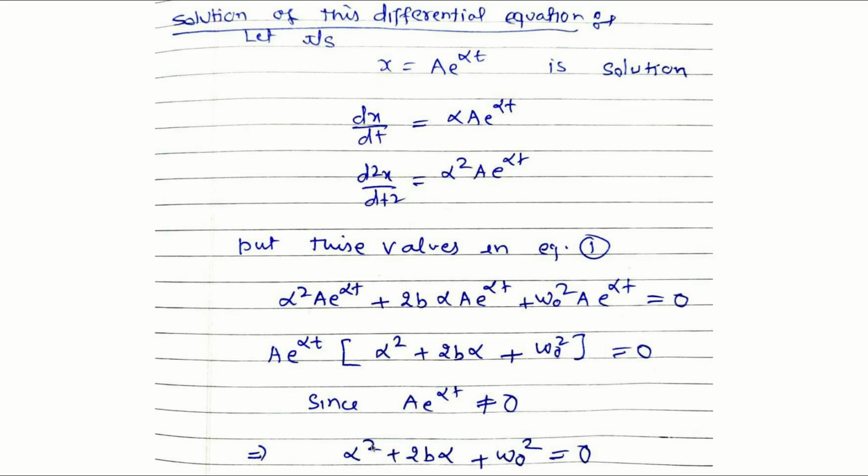This is a quadratic equation, and we can find the values of alpha. We know that a quadratic equation has two roots, which means alpha will have two values. We can determine these two values by solving this quadratic equation. We know that the solution of a quadratic equation is x equals minus b plus minus under root of b square minus 4ac divided by 2a, since it is a standard formula.